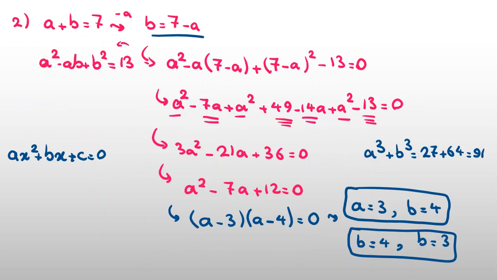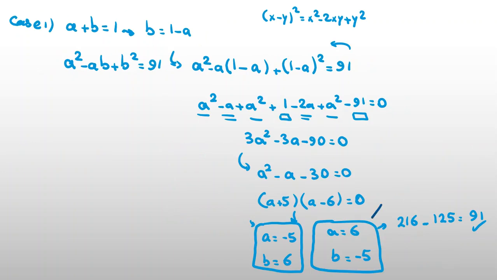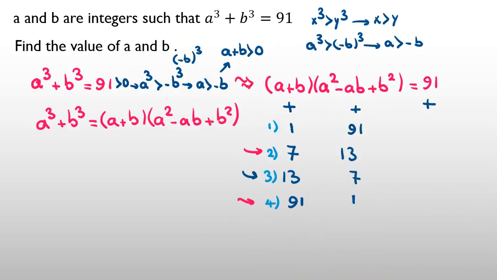So we found 4 answers. a is 3, b is 4, sorry, a is 3 before. Let me correct it. a is 4, b is 3. The next one, a is 6, b is negative 5, and a is negative 5, b is 6. We have 4 answers for this problem.